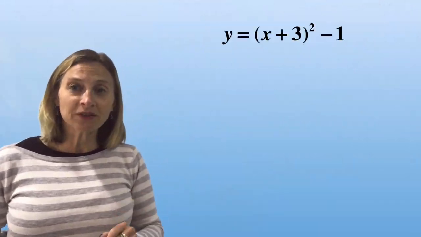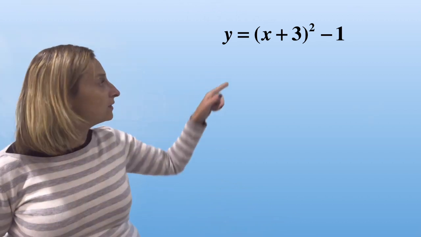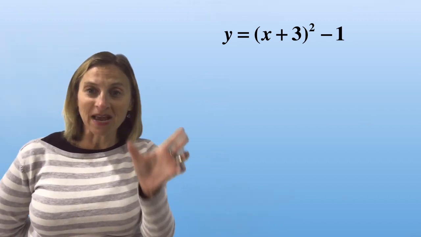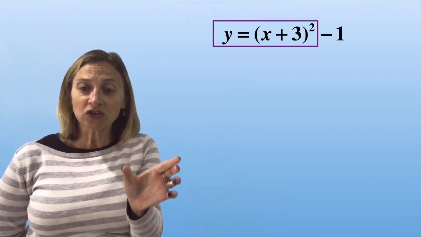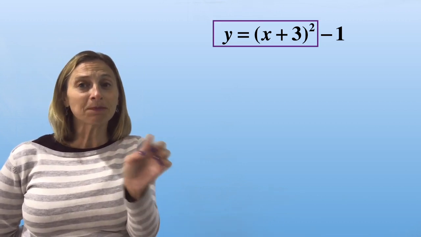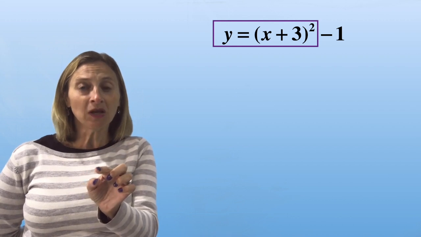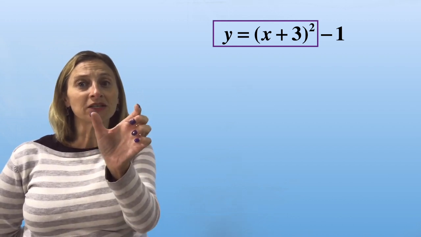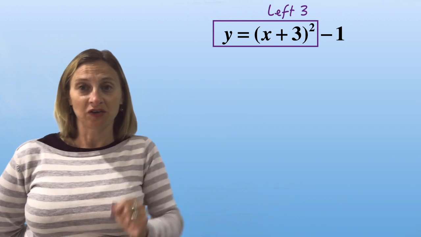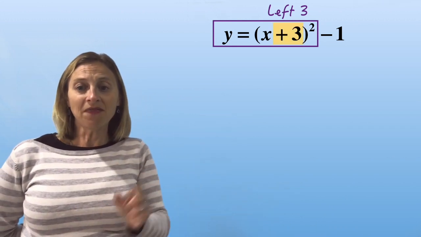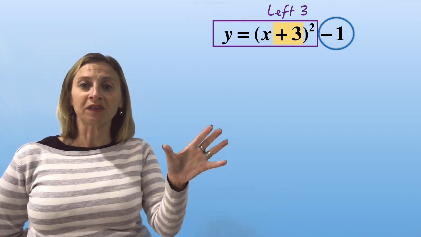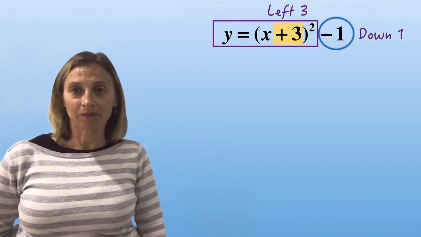y equals (x plus 3) all squared minus 1. So we have again our basic curve, which is y equals x squared. We have something attached to the x, which means it's x plus 3. That means that the plus 3 tells us that it goes to the left 3 this time. The plus means to the left. And the minus 1 afterwards says the whole thing goes down 1.